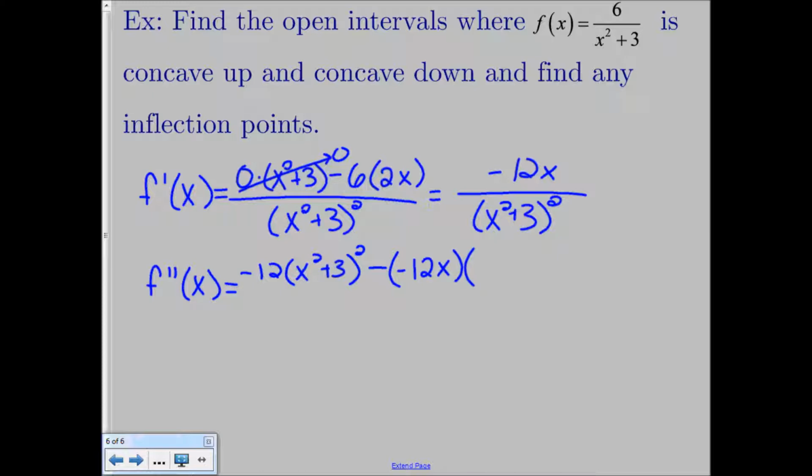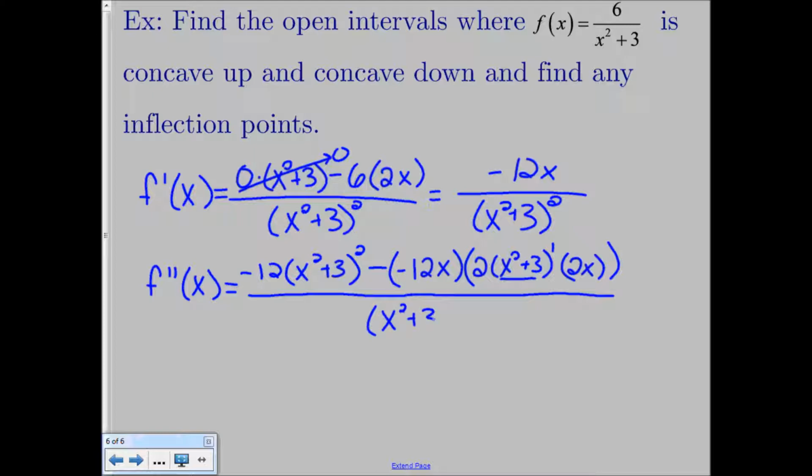So to do the derivative of the bottom of this, x squared plus 3 all squared, we have to use our chain rule. So first we're going to bring down that exponent of 2, and then leave the base alone, so x squared plus 3, the new power of 1, times the derivative of the inside of this thing, so times 2x, all over the bottom squared again. So x squared plus 3 all squared again is going to give us x squared plus 3 to the 4th, using our exponent rules, multiplying those powers together.